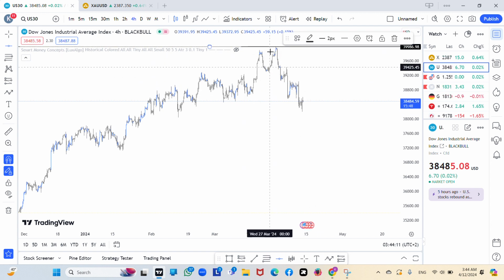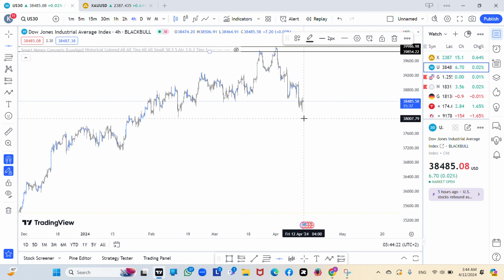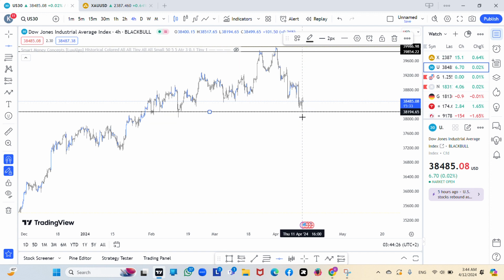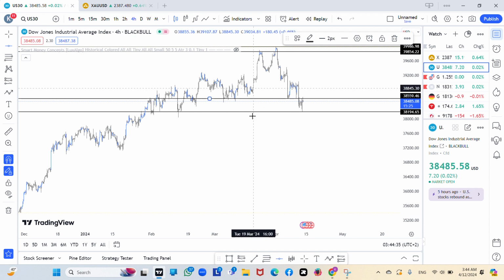This is our all-time high on US30, right? So it's our resistance, basically. So I am marking our support and resistance. So we have a resistance right there, and support. We have a resistance right there.